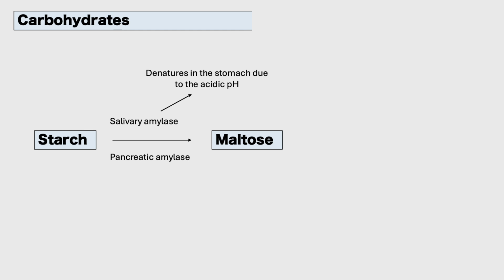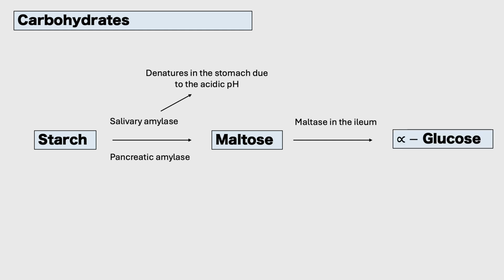In the ileum, the epithelial lining produces the disaccharidase maltase. Maltase is not released into the lumen of the ileum but is part of the cell surface membranes of the epithelial cells that line the ileum. It is therefore referred to as a membrane-bound disaccharidase. The maltase hydrolyzes the maltose from the starch breakdown into alpha glucose.